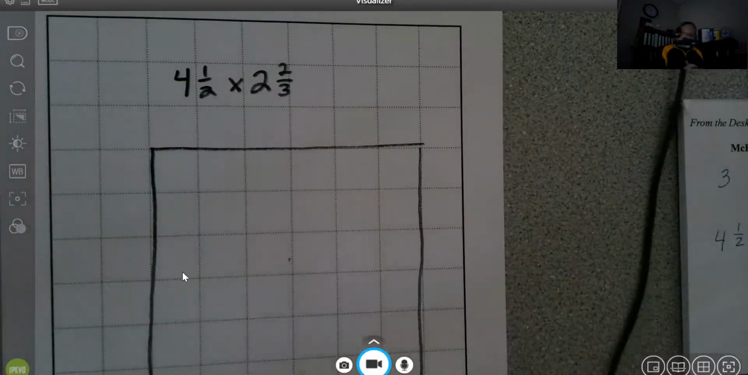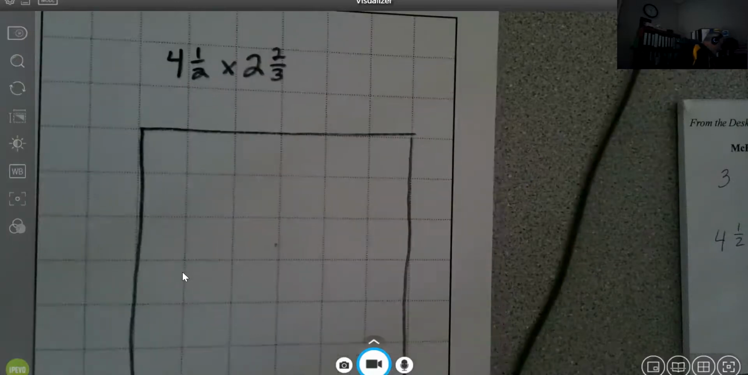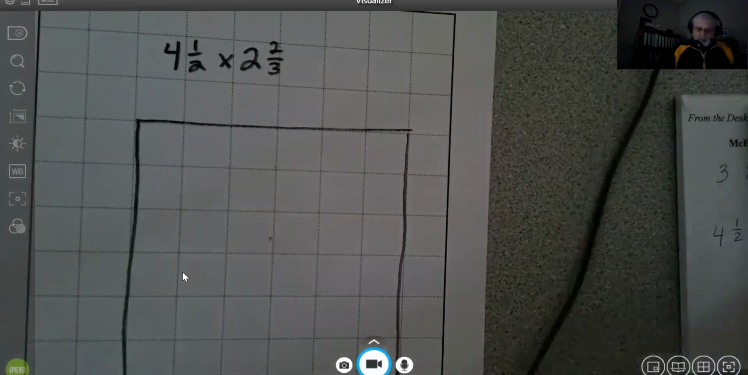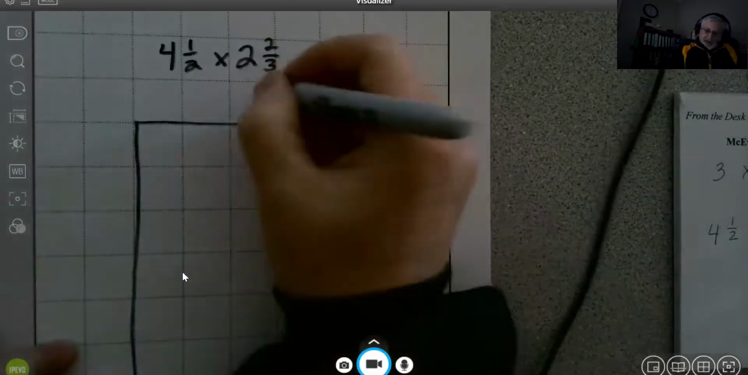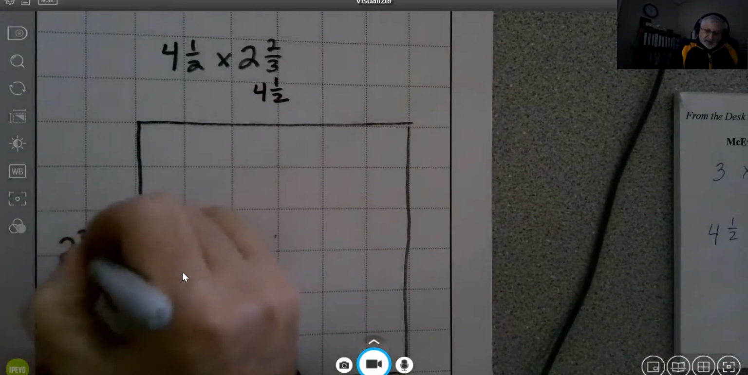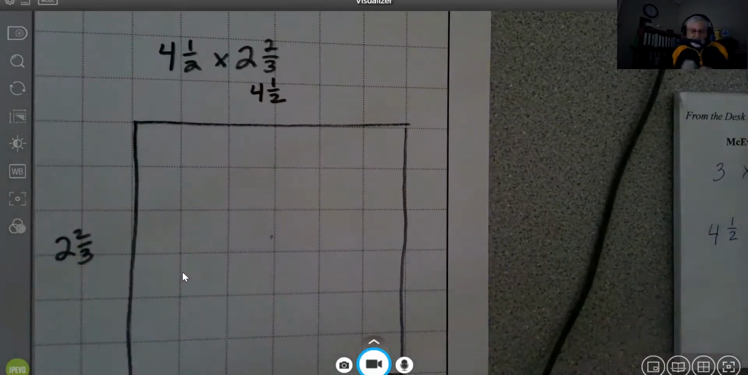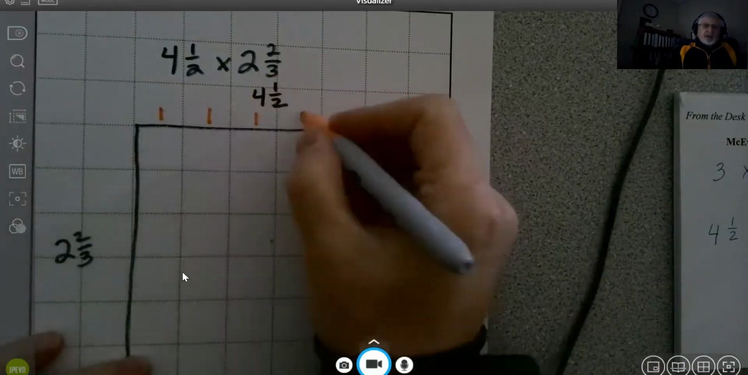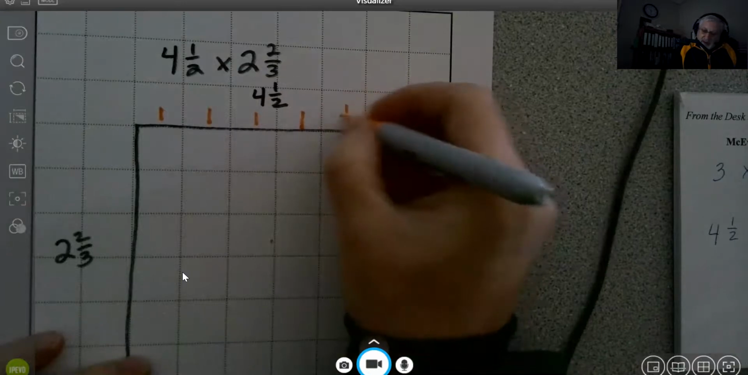All right, I'm going to pick a different color on this one. I'll pick one that's a little bit lighter. So I want 4.5 on top and 2 2/3 on the side. So I want to count 4.5. So this is 1, this is 1, this is 1, this is 1, and this would be a half.